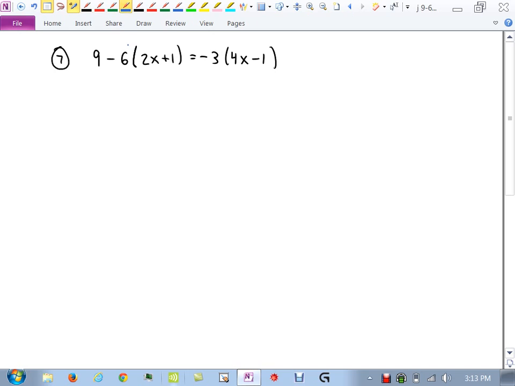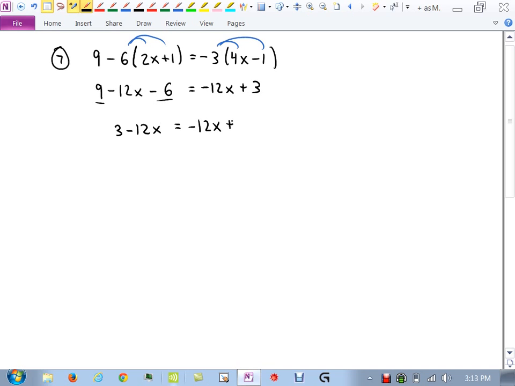So I will remove grouping symbols. So pass this through, pass that through. Get 9 minus 12x minus 6 equals -12x, and pass that through plus 3. I can collect some things together on the left side, 9 and minus 6, so that's going to give me 3 minus 12x equals -12x plus 3.